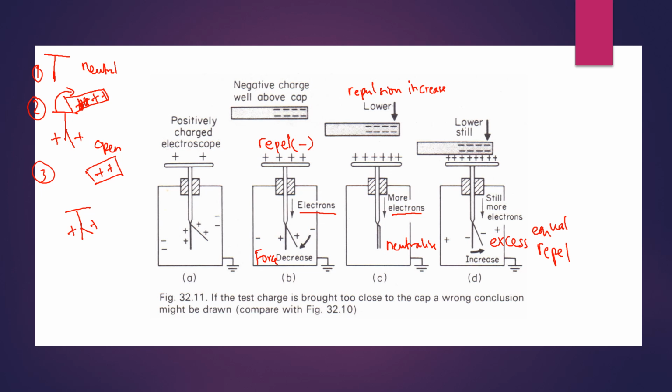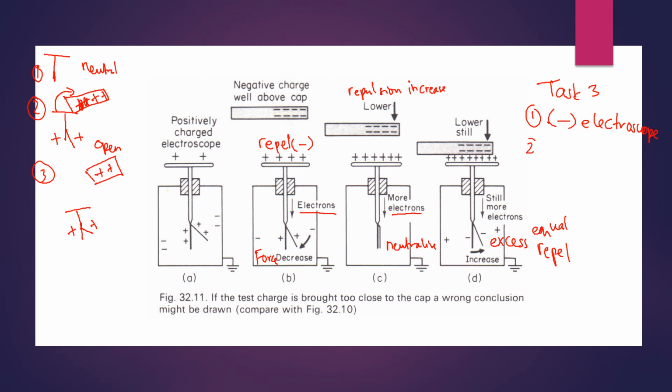So I'm going to give you task 3. I will not type it here, so make sure that you watch my video. Task 3, for number 1, please explain: if I want to get a negatively charged electroscope, what are the steps that I should do? You can draw and explain step by step.